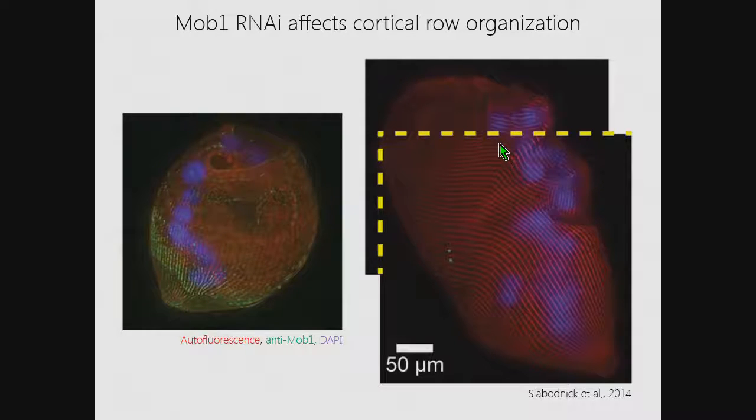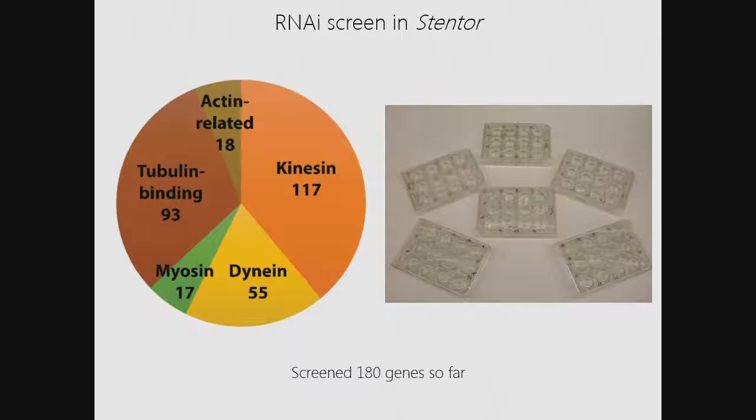So I would love to take this work further and to try to find more proteins that are required for organization of cortical rows in Stentor. Since we have RNAi working, I'm very excited about using it. And specifically, I'm performing an RNAi screen in Stentor right now. And thanks to amazing colleagues in the lab, they sequenced the genome of Stentor and assembled it. So I was the lucky person to be able to use the genome. And so I picked 300 genes, everything I could think of in the context of cytoskeleton and molecular motors, and just went ahead and already screened quite a bit of them.